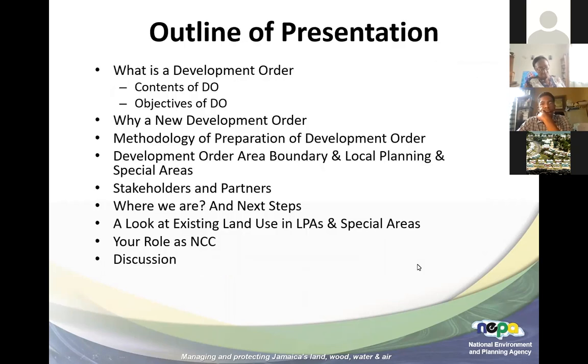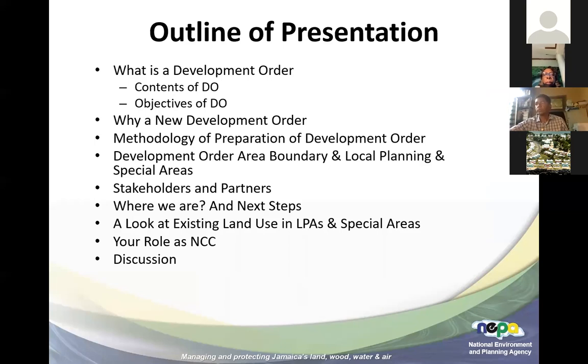All right, so we have a brief presentation, just a brief outline. For the benefit of board directors who wouldn't have been privy to a development order presentation, we will take you through what the development order is, to include the contents and the objectives, why we're doing a new development order for Negril. We will look at the methodology of preparation of the development order.